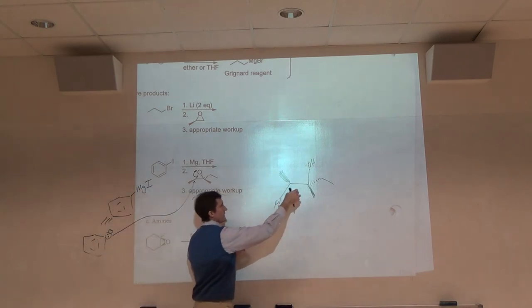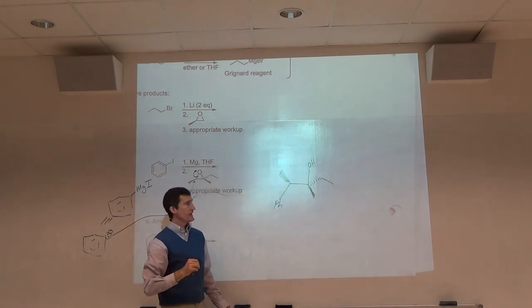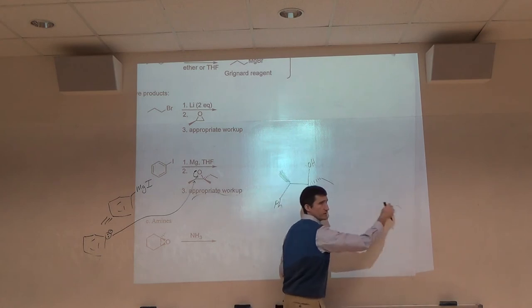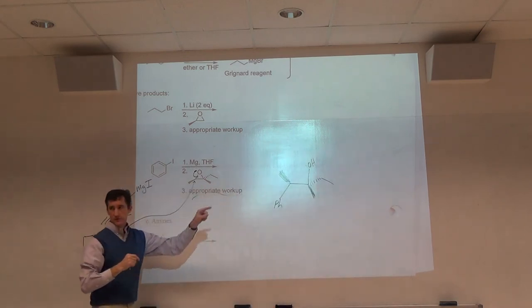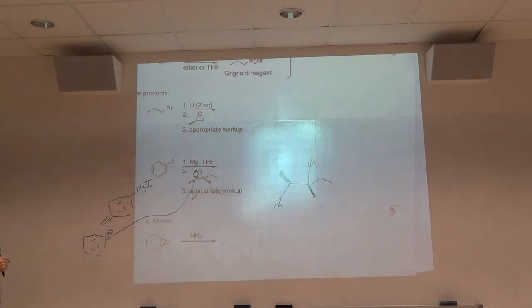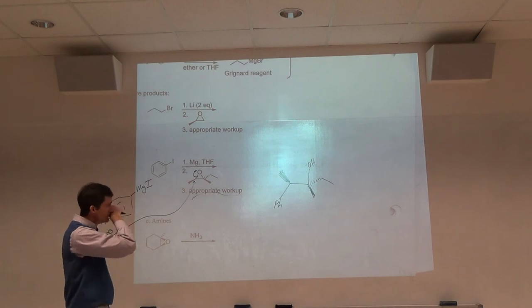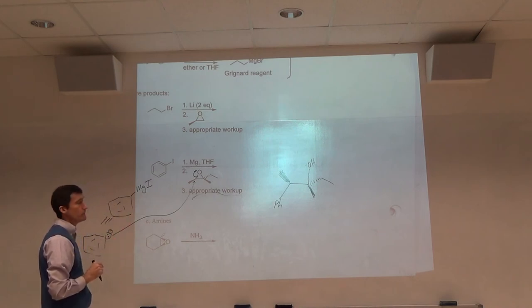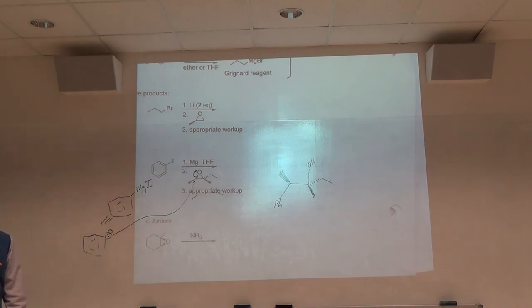With appropriate workup, that's how you get the H there. I'm not going to every time do a minus and then put the H on. Appropriate workup puts the H there. There's your product. Did we get it right? Questions? Just go to all SN2 backside.